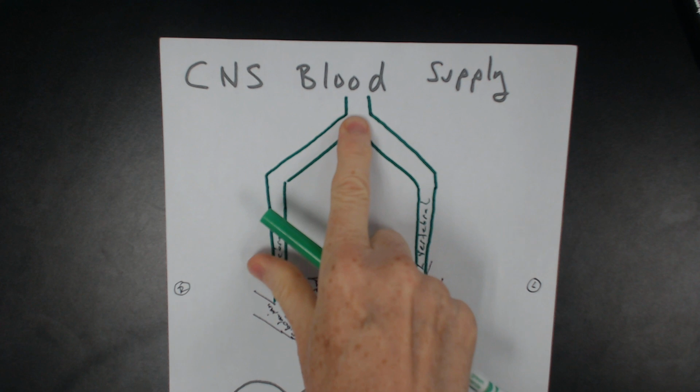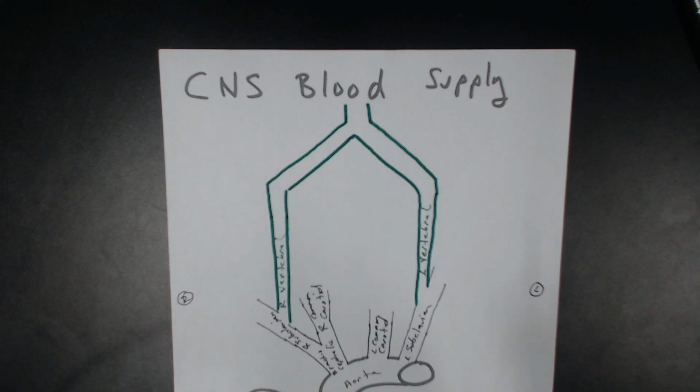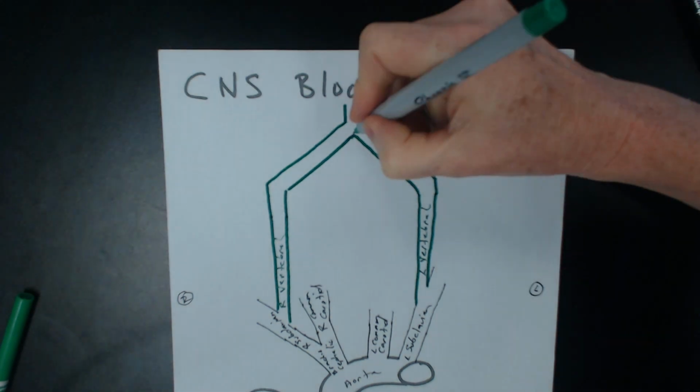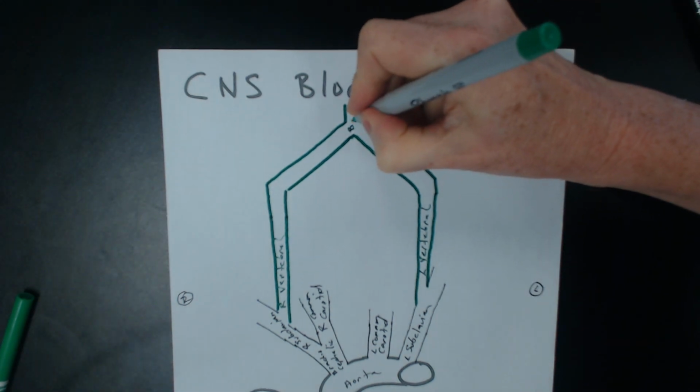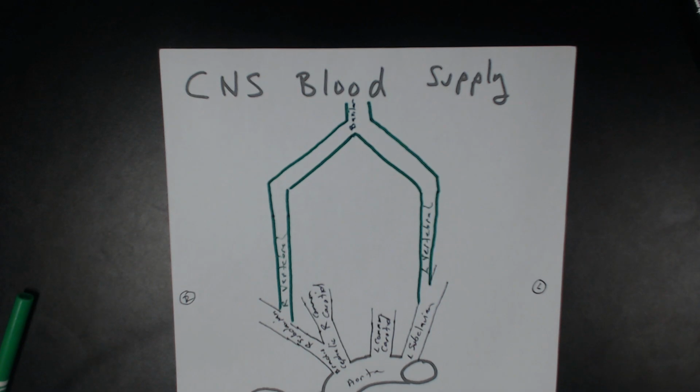Does anyone know what that artery going up would be? Vertebro-basilar system. That's going to be your basilar artery. B-A-S-I-L-A-R, that's your basilar artery. Again, this is a big overview coming from the heart, just the start. We're going to go into fine detail for both the vertebro-basilar system as well as the anterior circulatory system.